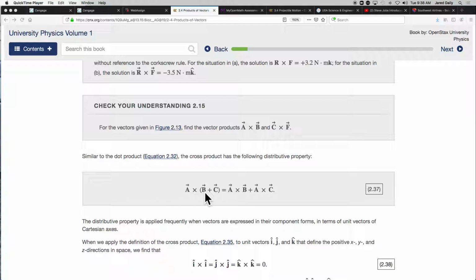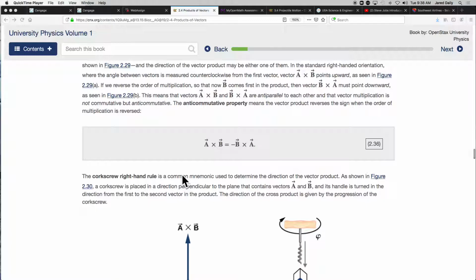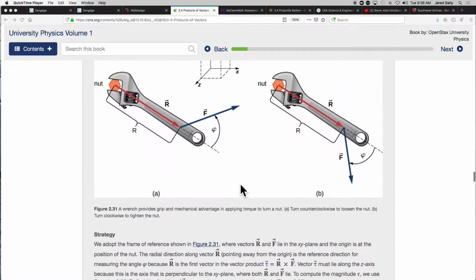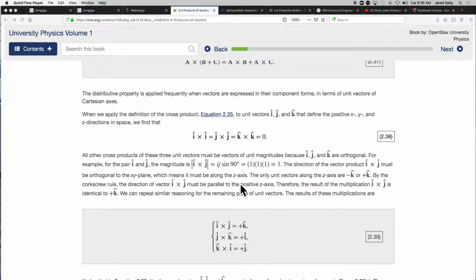Also, the distributive property is in effect here. If you have A cross B plus C, then it is A cross B plus A cross C. Remember that the commutative property is not commutative anymore, it's anti-commutative. And notice, like we said before, if your vectors are pointing in the same direction, they equal 0 when you take their cross product. I hat cross I hat is 0. J hat cross J hat, K hat cross K hat, they're all 0.